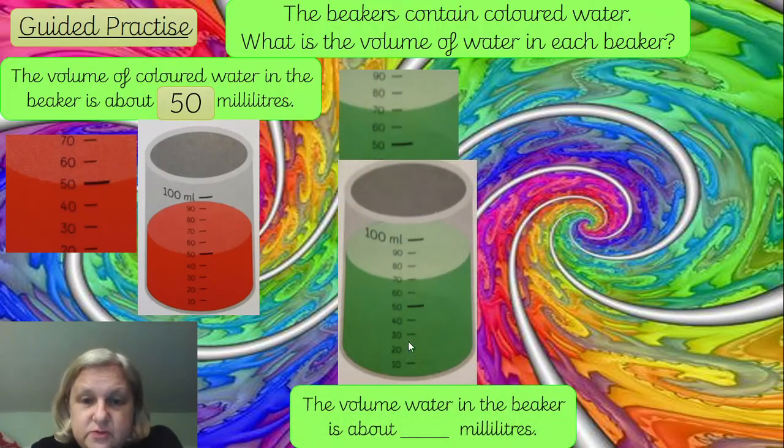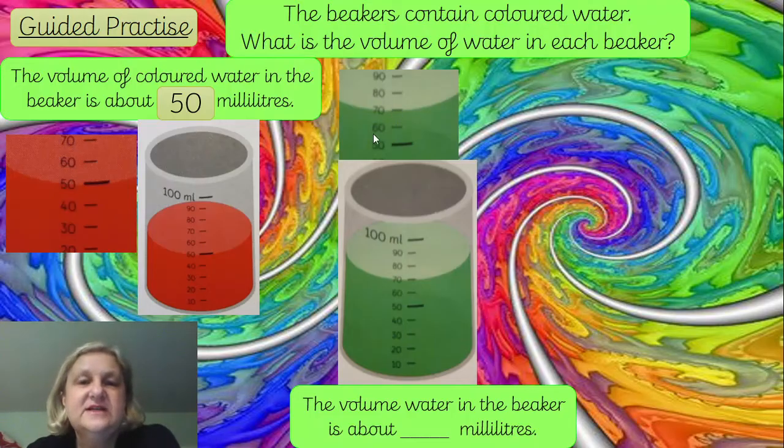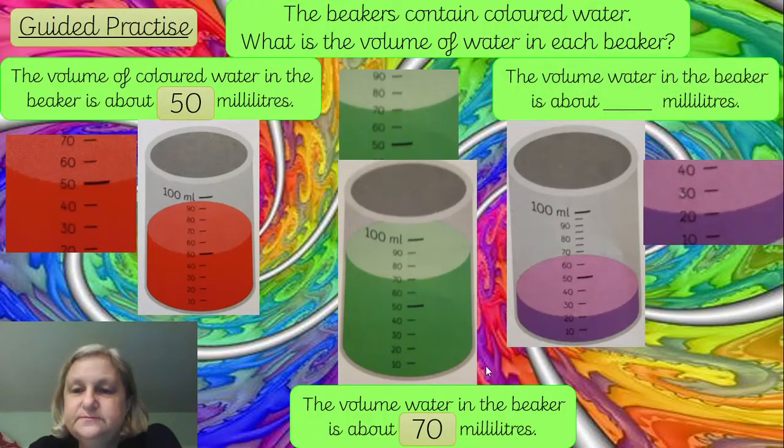So the green water here, this one really is a bit more fuzzy. The volume of water that should show in the beaker is about, and then here we go all the way up to, we've got 50, 60, 70. It lays between 60 and 80, 70 on there. So 2 up from 50, 60, 70. 70 milliliters. I'm going to get you to do this one.